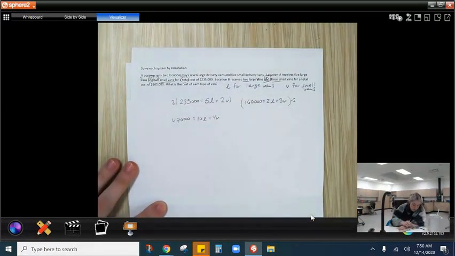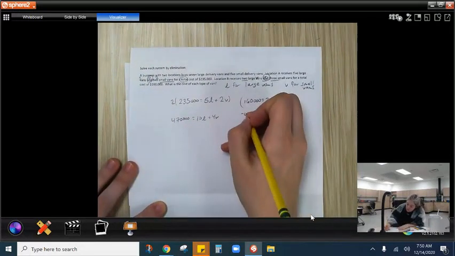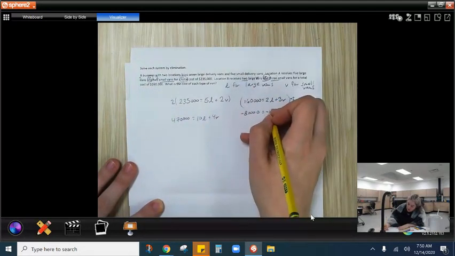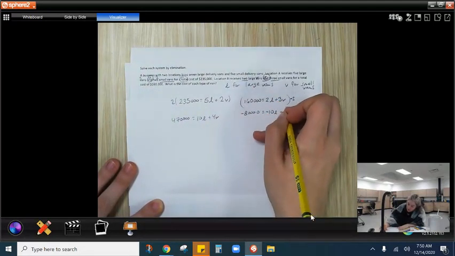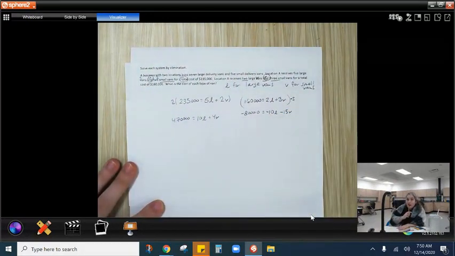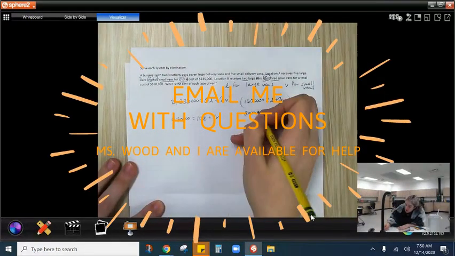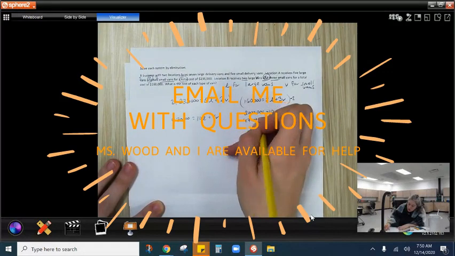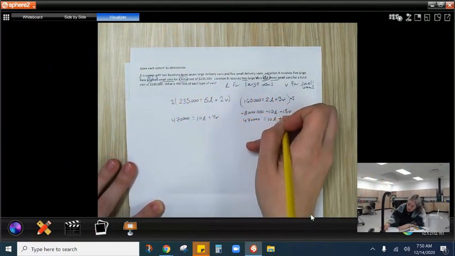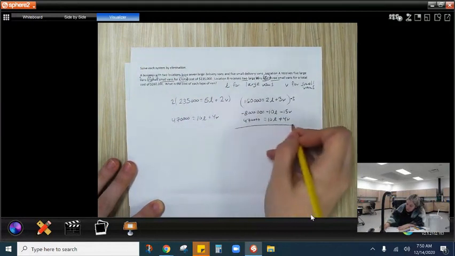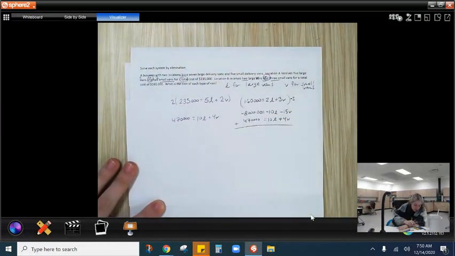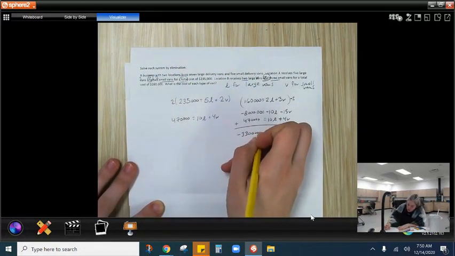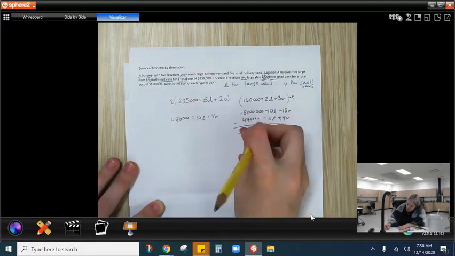So negative 800,000 equals negative 10L minus 15V. All right, 800. There's a 0 missing. So then I can move my 470,000 equals 10L plus 4V over here. I need to add them together. So we get negative 330,000. I think that was one too many zeros this time.